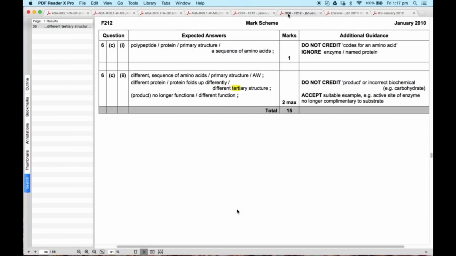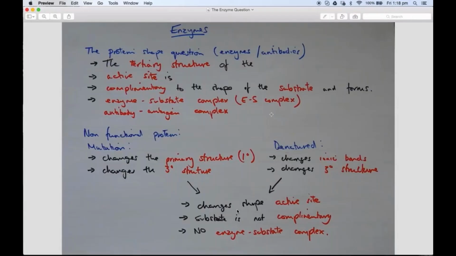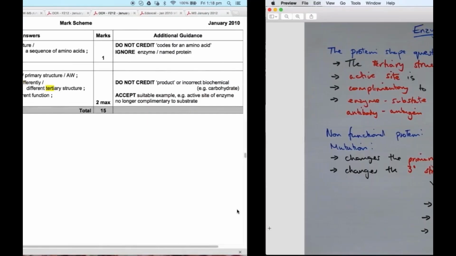Okay, so let's see if OCR are any different. Different sequence of amino acids or different primary structure. Different protein, or the protein folds up differently, or there's a different tertiary structure, no longer functions, or different function, and accept a suitable example, e.g. active site of the enzyme no longer complementary to the substrate. So again, change the primary structure, change the tertiary structure, change the active site, not complementary, no enzyme substrate complexes formed.